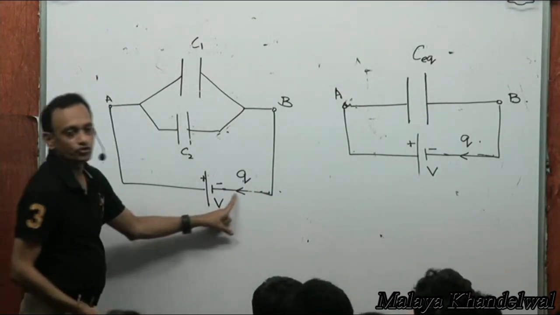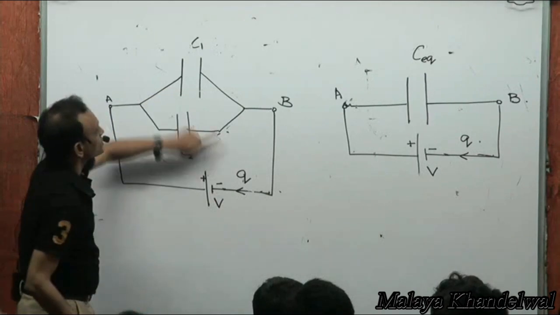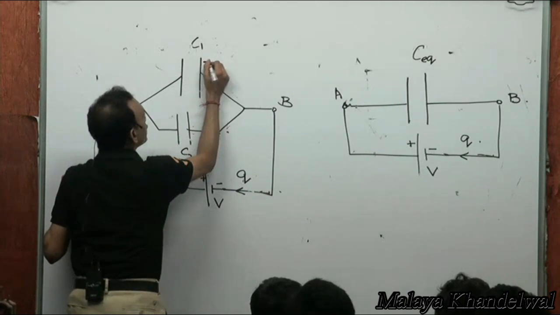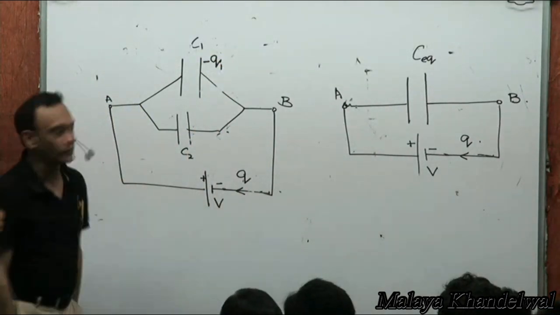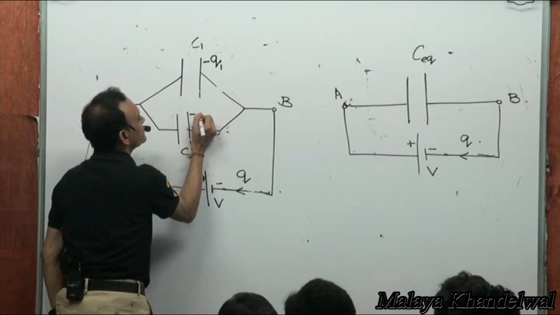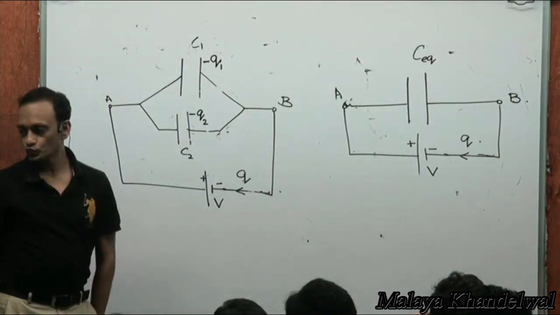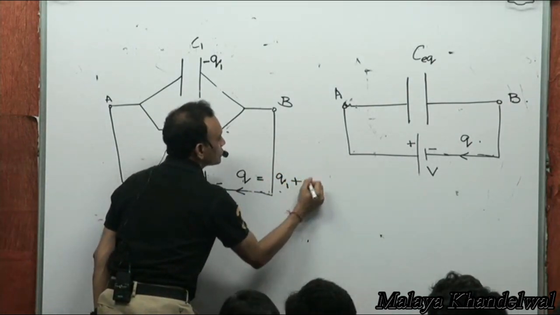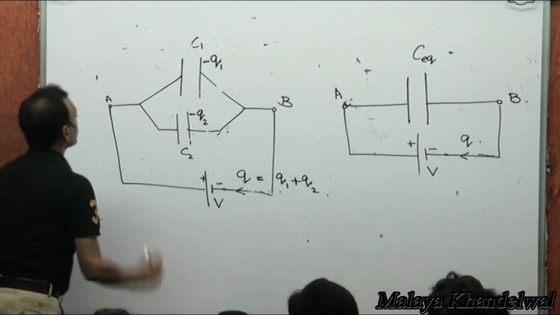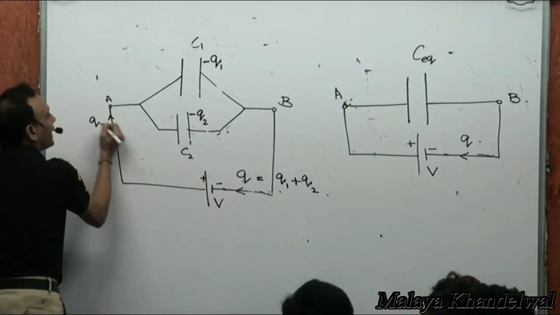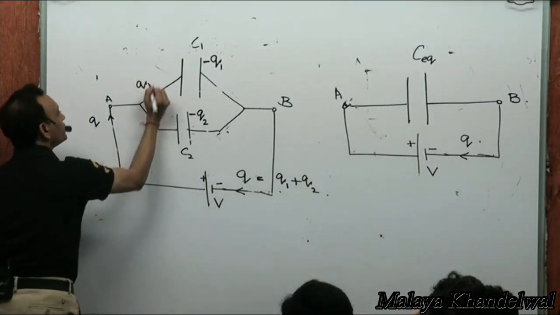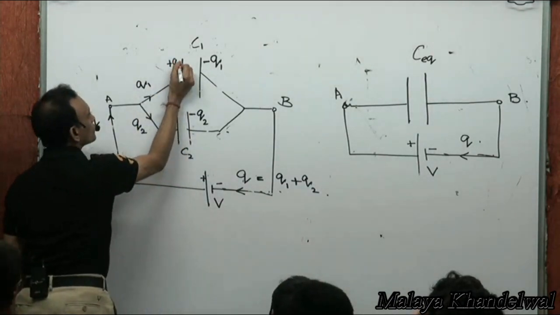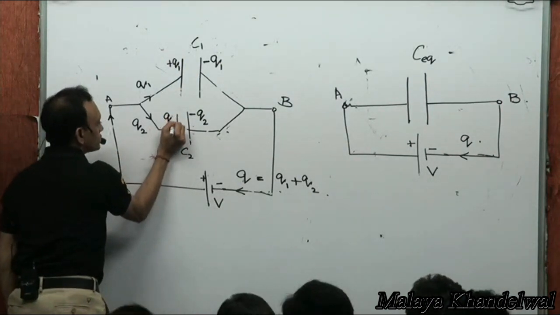Now, realize that if a charge Q flows through this, part of this charge must have come from here, part of this charge must have come from there. That means this loses, let's say, Q1 units of charge, leaving this with minus Q1, and this loses Q2 units of charge, leaving this with minus Q2. Right? That means Q must be Q1 plus Q2. So charge Q comes to A and it gets distributed into Q1 here and Q2 there, where Q1 deposits on this and Q2 deposits on this.